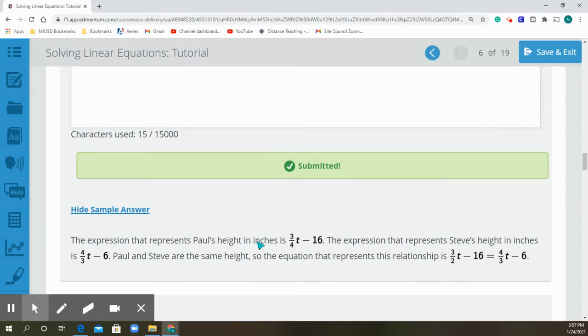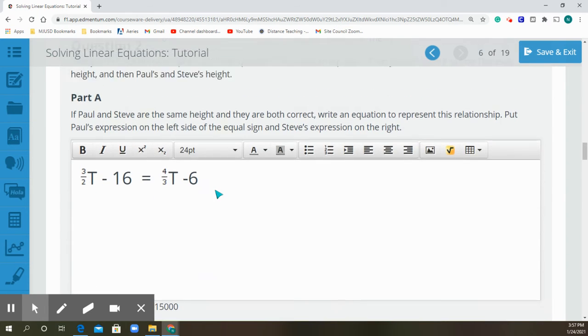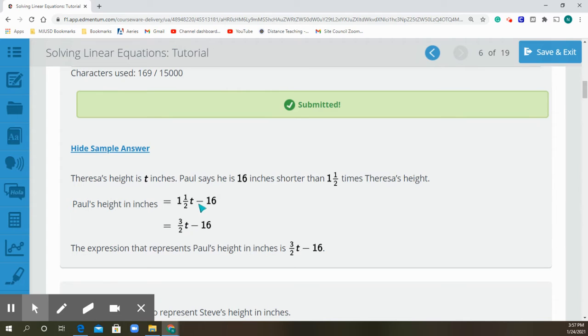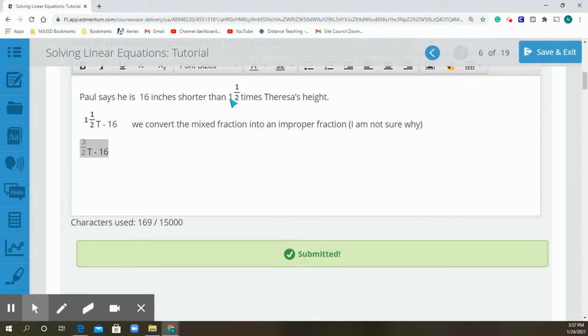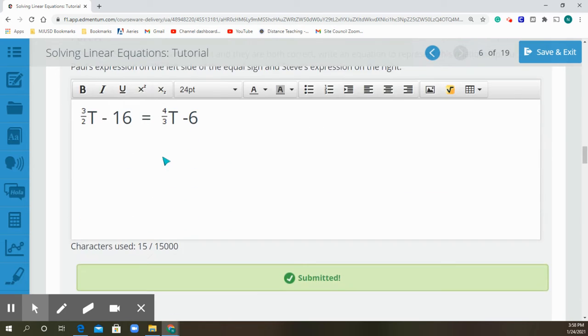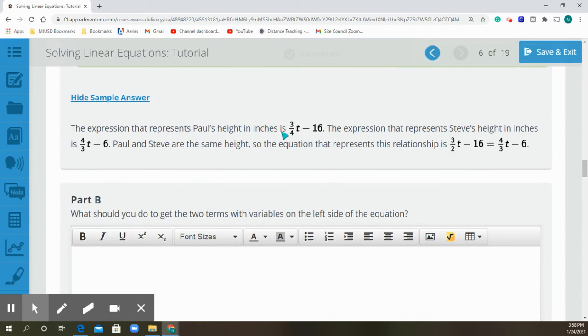So the expression that represents Paul's height in inches is 3/4 t, or 3/4 t minus 16. So the expression that represents Steve's height is 4/3 t minus 6. Paul and Steve are the same height, so the equation that represents this relationship is... why did they go from 3/4 to 3/2? I'm sticking with 3/2 because up here we made it 1.5. 1 1/2 was equal to 3/2. So that must be a typo on their part. I hope those that don't use this video still get that correct, because that could be really confusing.